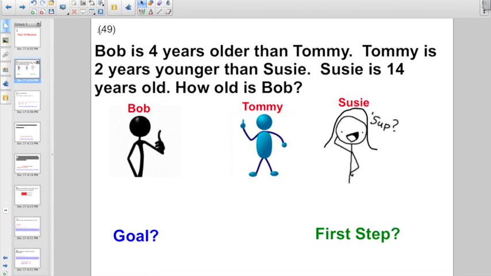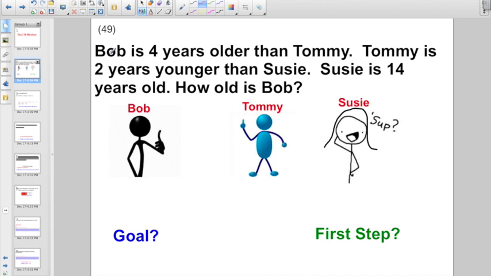So the dreaded two-step story problems from Lesson 49, they are thinkers. You are not going to be able to do these as quickly as basic mathematic operations like multiply or divide. You always want to think about what your goal is and maybe what the first step is going to be.